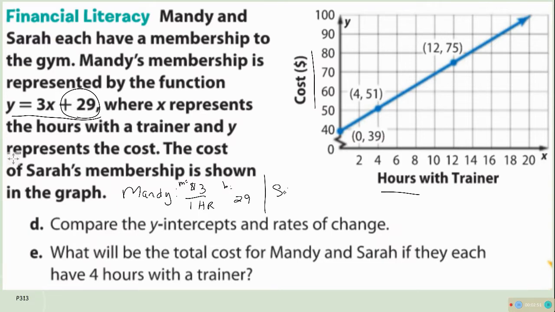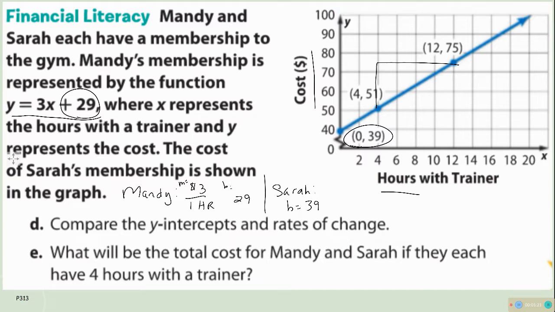Sarah is here on this graph. We can see that Sarah starts here at 39. So b for Sarah is $39. She pays $39 to start. To find the slope, we're going to go up and over to here.